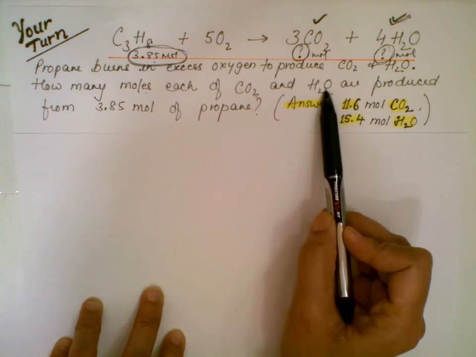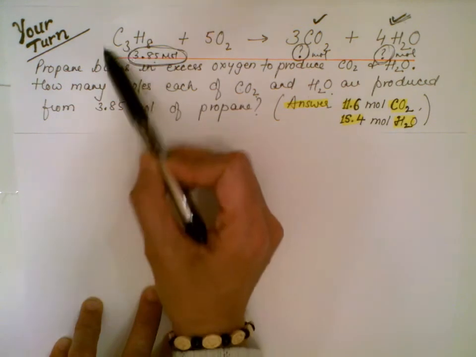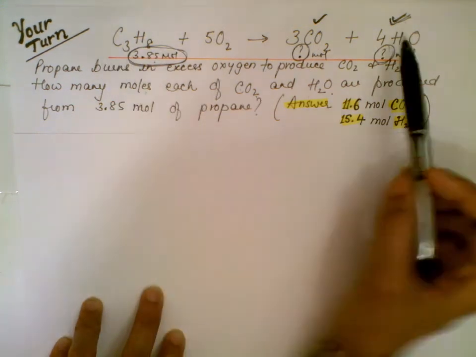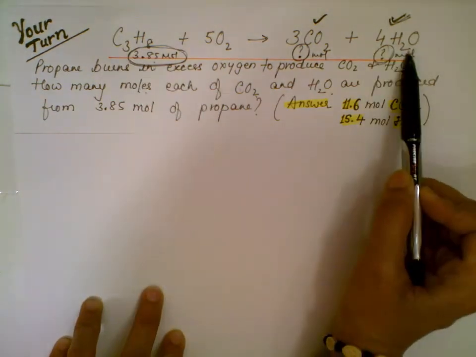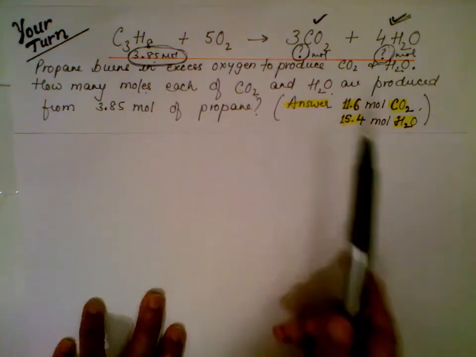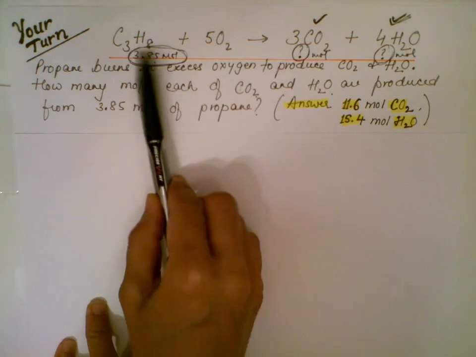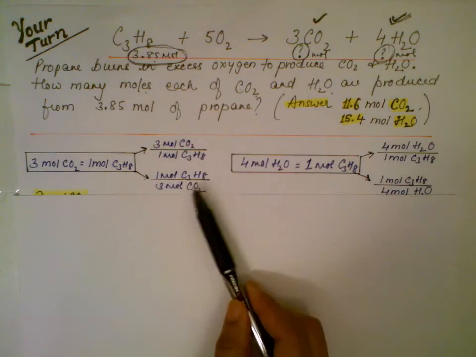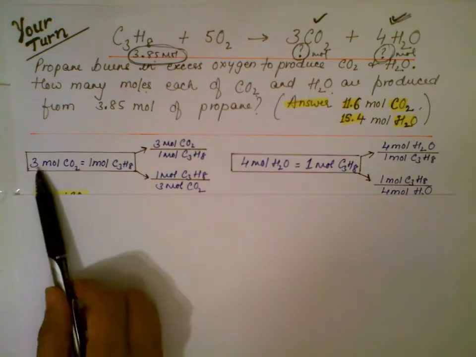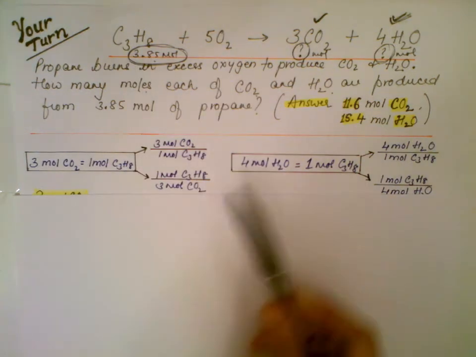How about for water and propane? For every 1 mole of propane consumed, 4 moles of water are produced. So we are going to pick these two substances, propane and carbon dioxide first, and then propane and water next. From each equivalent, you are able to make two fractions. These numbers are coming from the coefficients of a balanced equation.